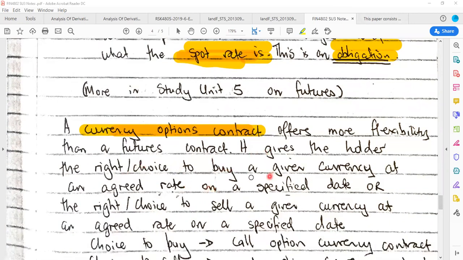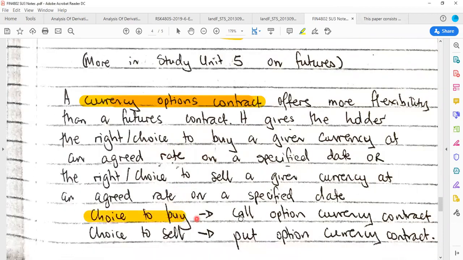So if it's a contract that gives you the right to buy the foreign currency at an agreed rate on a specified date, we call it a call option currency contract. It's a call option on a currency. It means you have the choice. It's up to you whether or not to buy a given currency at a specified rate sometime in the future. And if it's a contract to sell, we call it a put option.